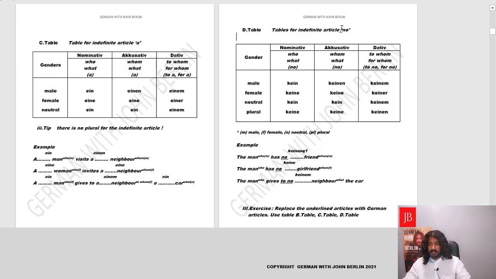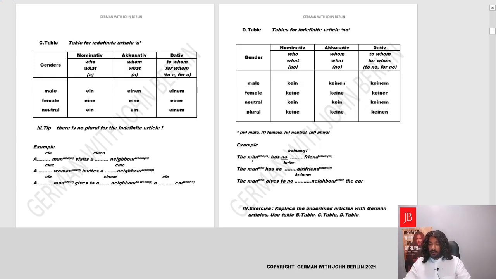Okay. To the last table, that's the negative article. When something doesn't exist, we say no, there are no apples in the shop, for just an example. So let's just have a look at the negative article. It's just like the indefinite article, except there is a K in front of it. Let's have a look. The man has no friend. So who has no friend? The man is masculine, kein.